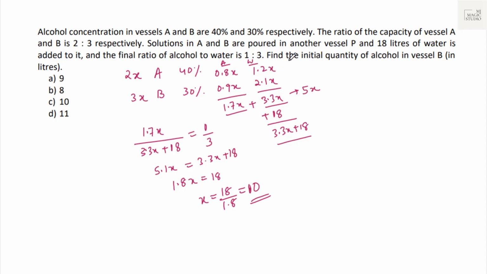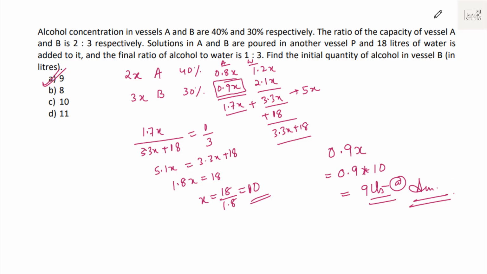x is 10. Now what is the question? Find the initial quantity of alcohol in vessel B. Initial quantity of alcohol in vessel B is 0.9x. We need to find the value of 0.9x. 0.9x is 0.9 into 10, that is 9 liters. Option A is the pick.